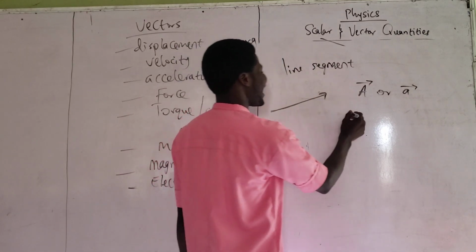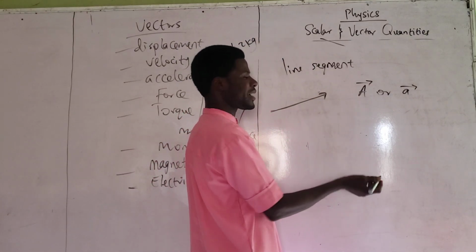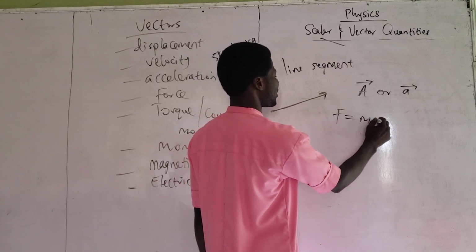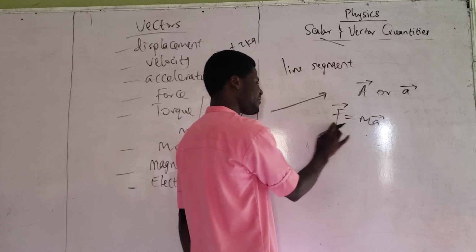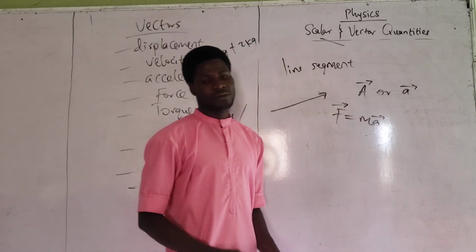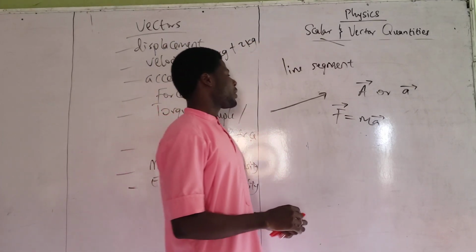So if I have, for instance now, to write force is equal to MA, I put an arrow on this. So that arrow shows that F and A are vector quantities.